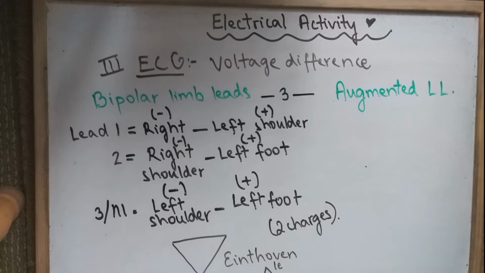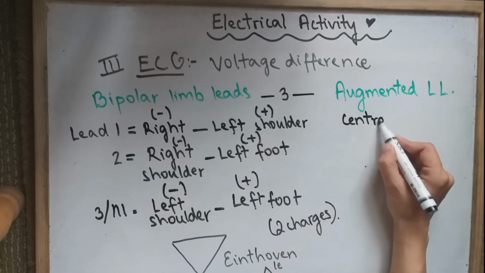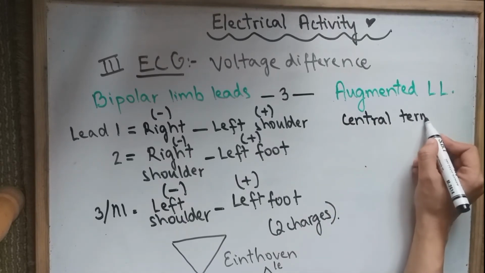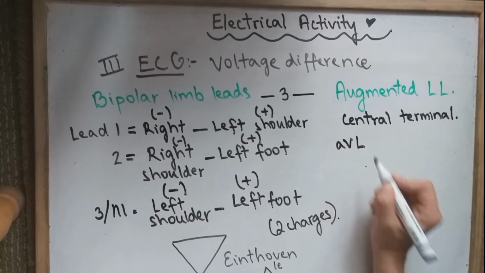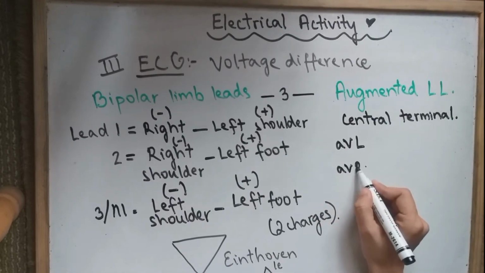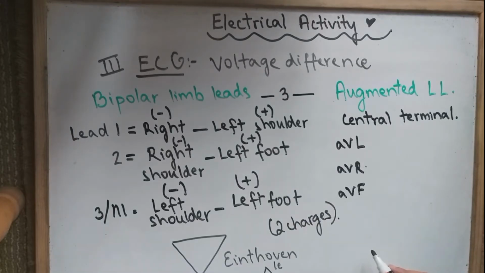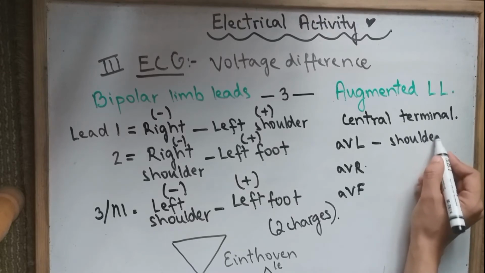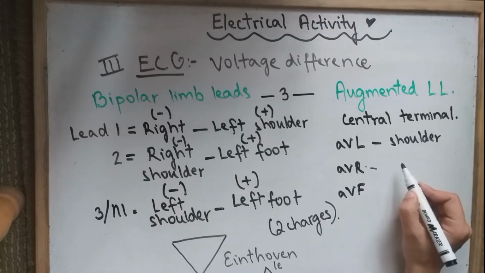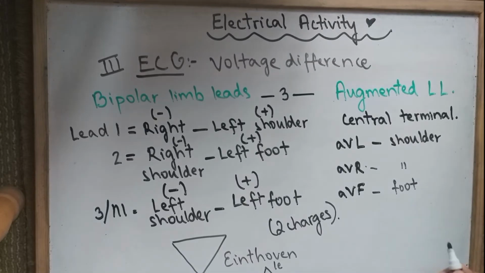And then you've got the augmented limb leads, which have only one charge. So you've got a central terminal, and obviously you've just got one charge, and they're all positive, and they exit into the central terminal. So you've got AVL, AVR, and AVF. So L is for left shoulder, R is for right shoulder, and F would be for the foot, which is the left foot.